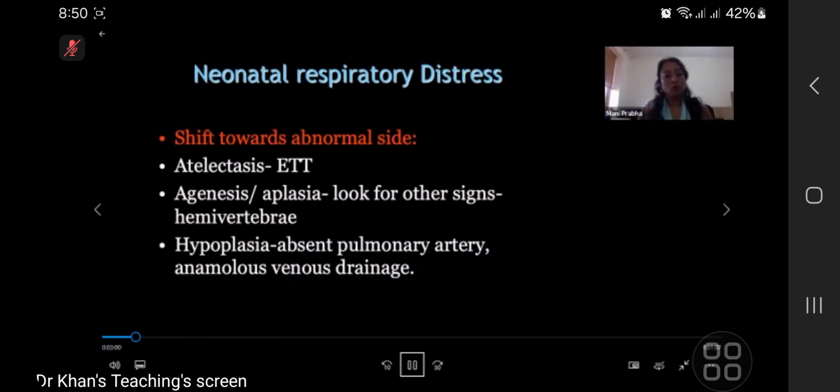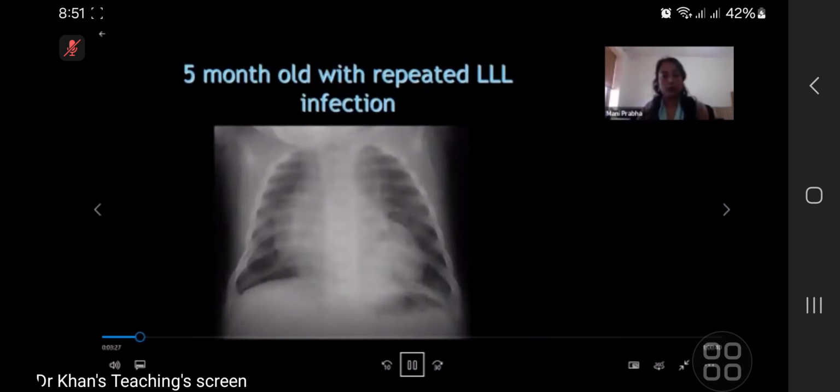Shift towards the abnormal side will be atelectasis, agenesis or aplasia, or hypoplasia of the lung. When you are looking at agenesis, look for other signs of abnormality, such as hemivertebrae. Also look at the pulmonary vasculature because hypoplasia can be associated with congenital cardiac diseases also. So we are moving on to the next case.